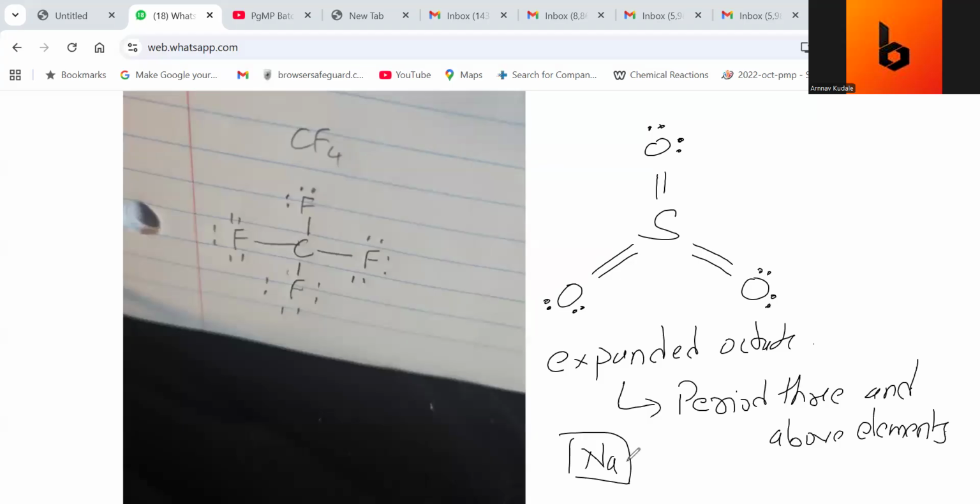Because if you see sodium's position, it is the third period, right? Third period means three shells or three orbits. If there are three orbits, that means there is space for expansion of the octet. Why is that, sir? There is a concept called hybridization in grade 12, so you'll learn it over there. Any doubt till here?